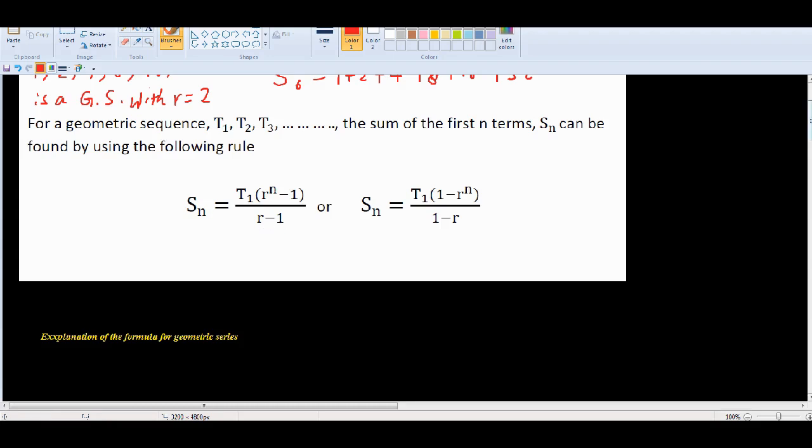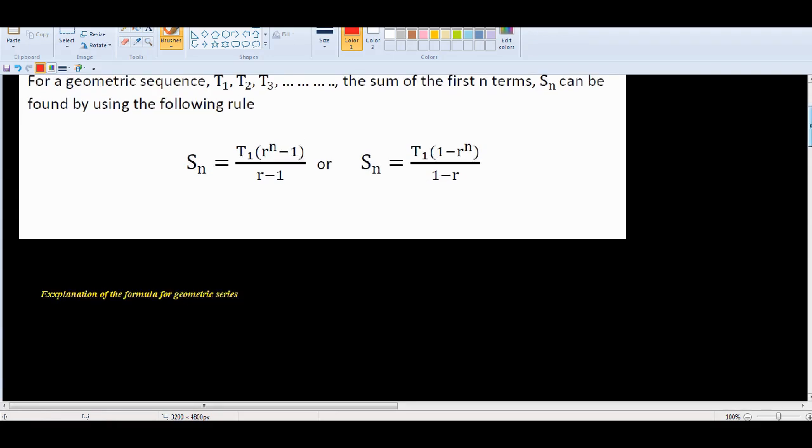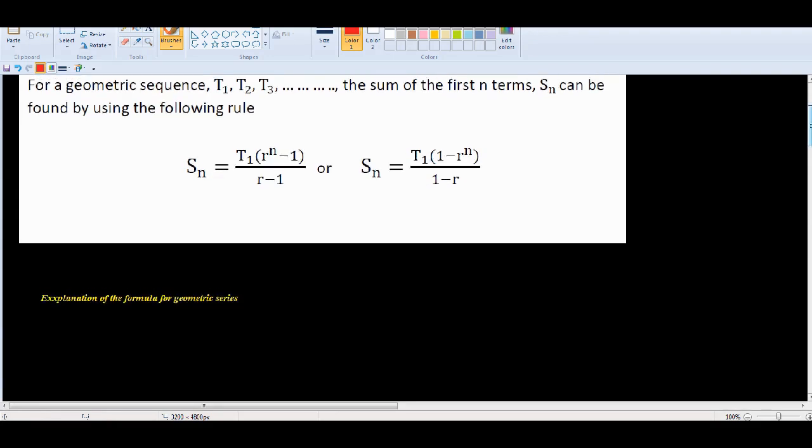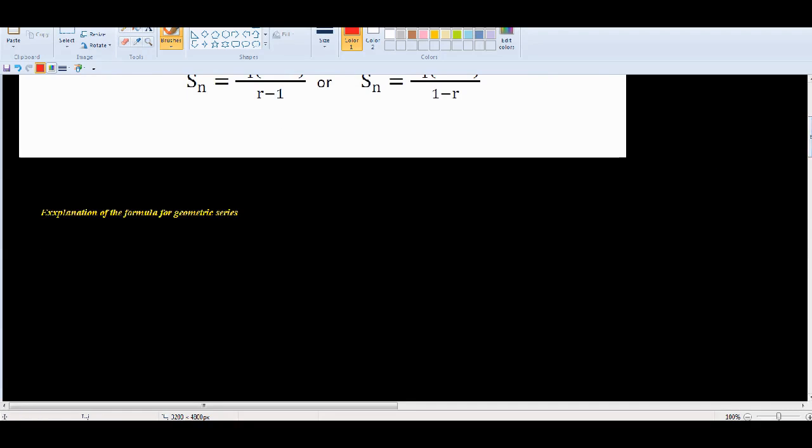Possibly you are interested in the explanation of the formula. Oh, yes, sorry about this, I just spelled a typo. Sorry, it's the explanation of the formula for geometric series.